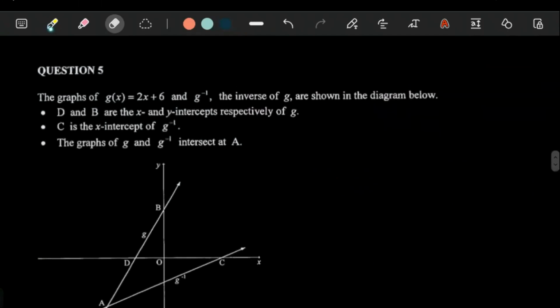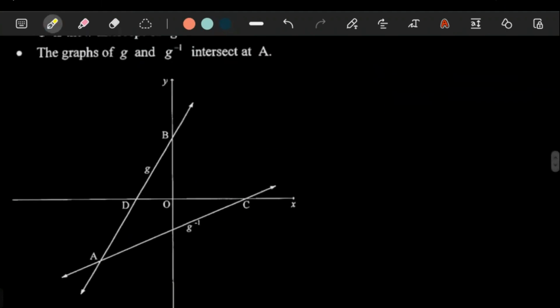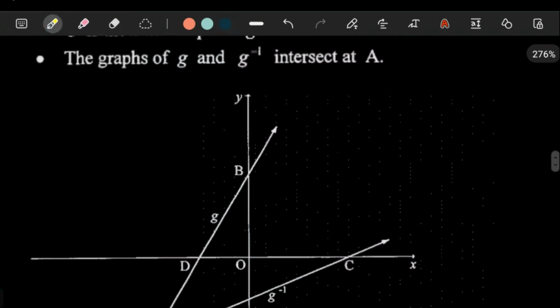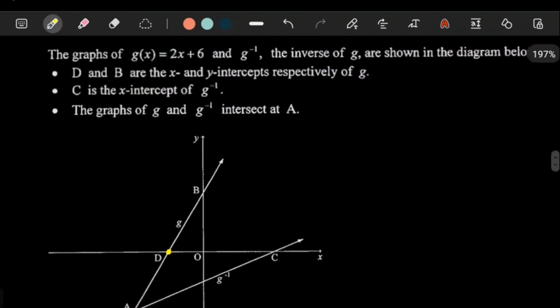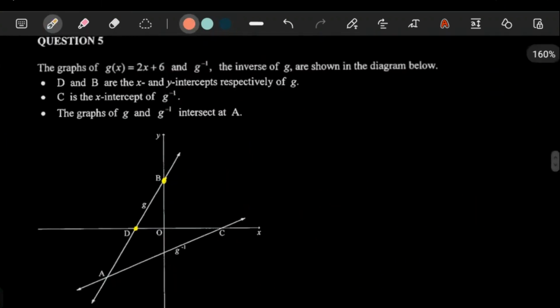Question number 5 says the following. The graphs of g and the inverse of g are shown in the diagram below. It says D is the x-intercept of the graph of g, and B is the y-intercept of the graph of g. Then C is the x-intercept of the inverse. Then they say that the graphs of g and the inverse intersect at A.